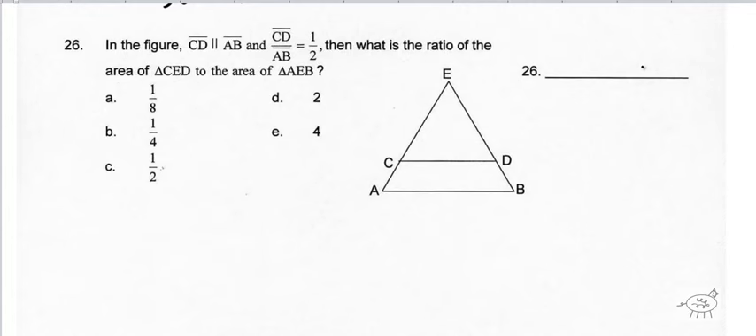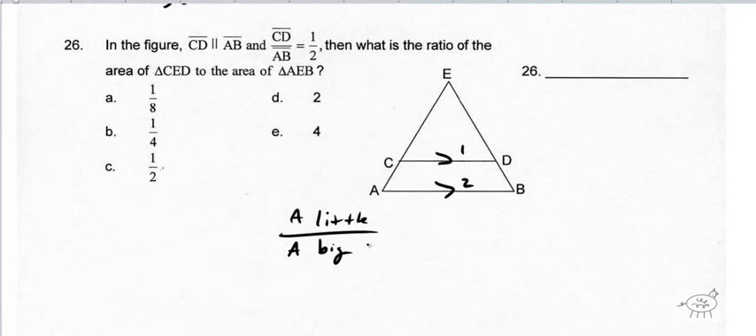26. In this figure, CD is parallel to AB. CD over AB is 1/2. So that's a good ratio. Then what is the ratio of the area of CED, the little triangle? So again, it's area of the little over area of the big.